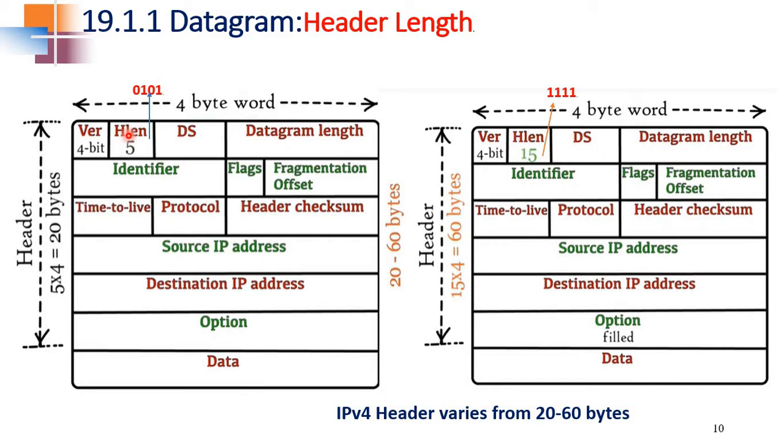If I have a header length of 4, what happened? 4 into 4, 16 bytes. What is supposed to be the minimum size? 20. But I got only 16. Then 4 more bytes are supposed to be added. Added in the sense that we are going to use the padding concept so that we have the minimum size of your header as 20 bytes.